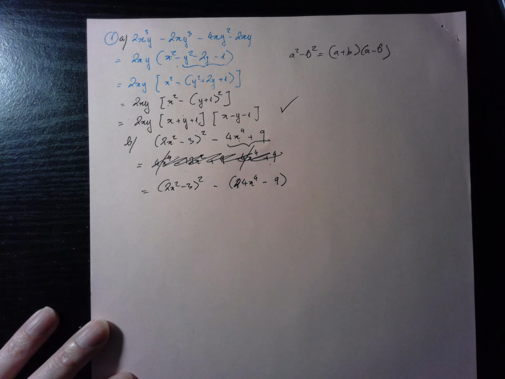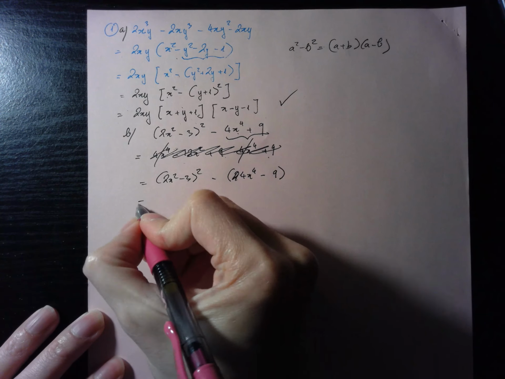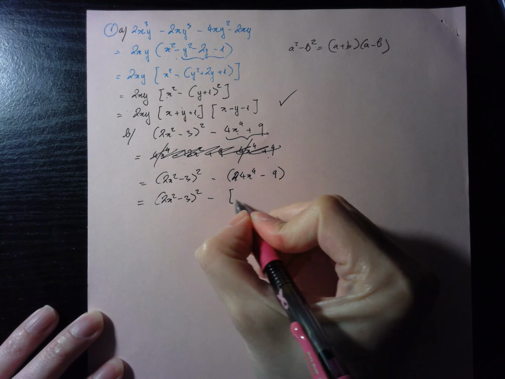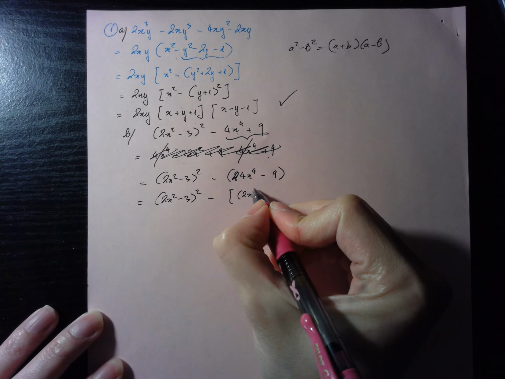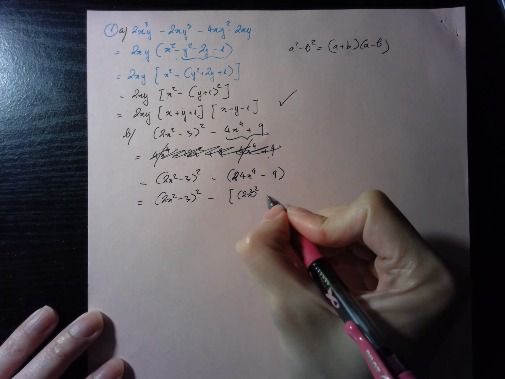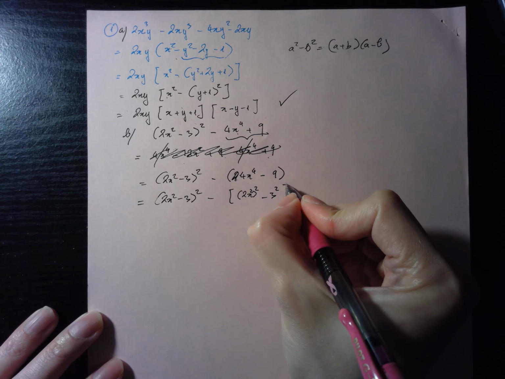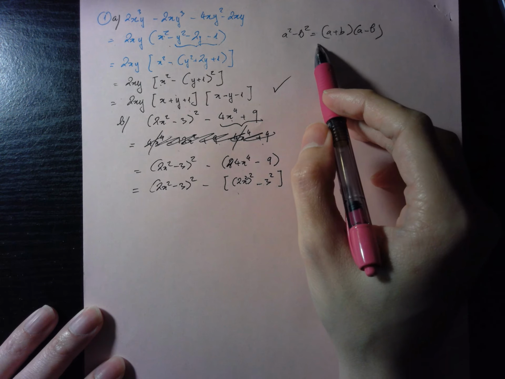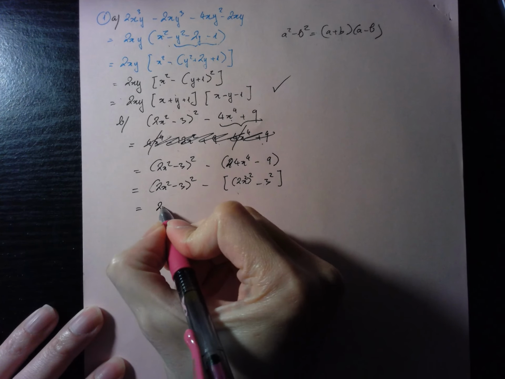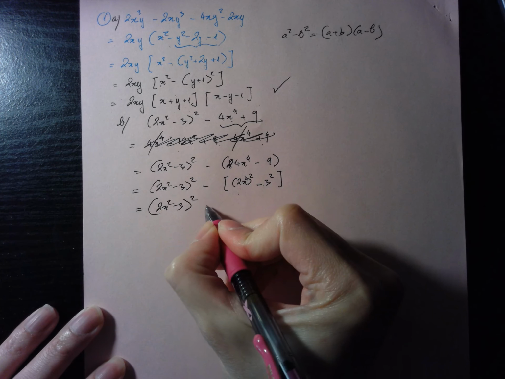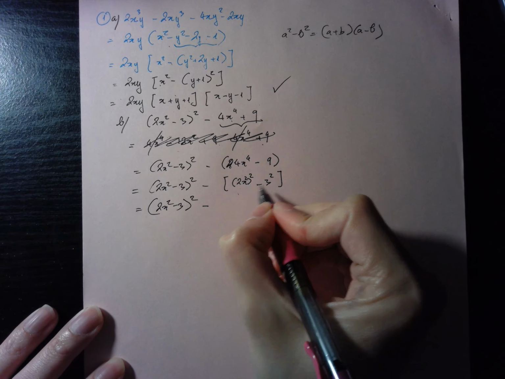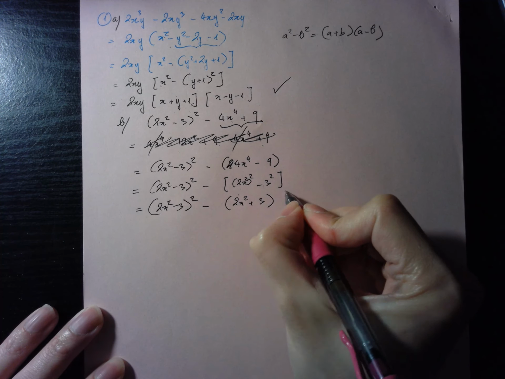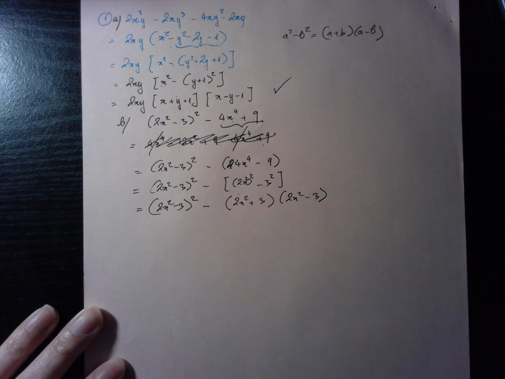Okay. Then you will see that this is the difference of squares right here. This is the same as (2x²)² minus 3², right? And this is the difference of squares, so I use this formula right here. So I have (2x²)² minus 3²; a² minus b² is a plus b times a minus b. Okay.